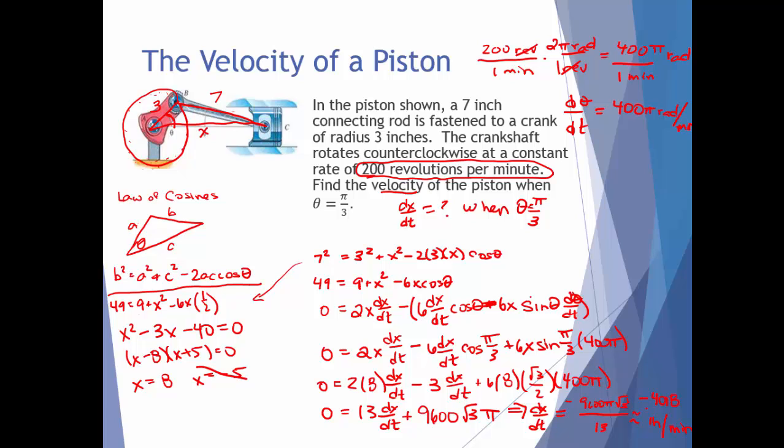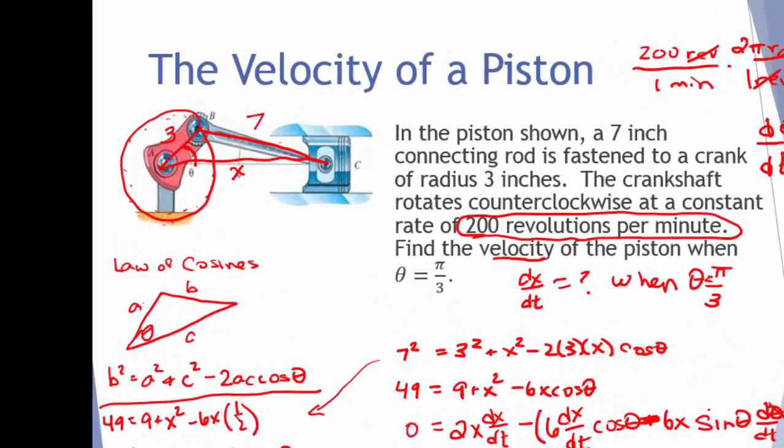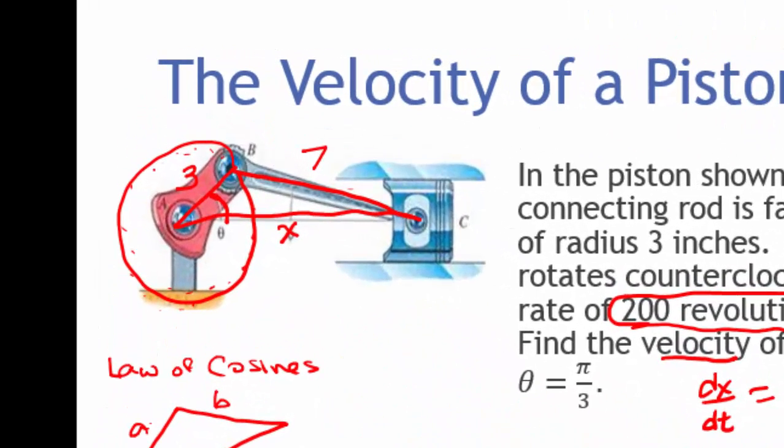And think about something. That came out negative. Does that make sense? Well, when this angle is pi over 3, and in case you can't remember, that's 60 degrees, so this is about a good representation of what it would be. This is rotating in a counterclockwise direction. Well, if this is rotating counterclockwise, then what is happening to x? Is it going to get bigger or is it going to get smaller?